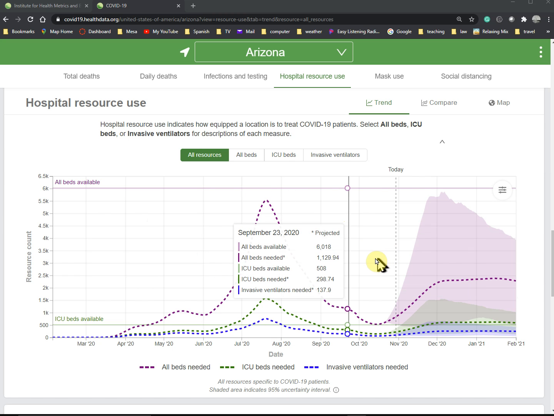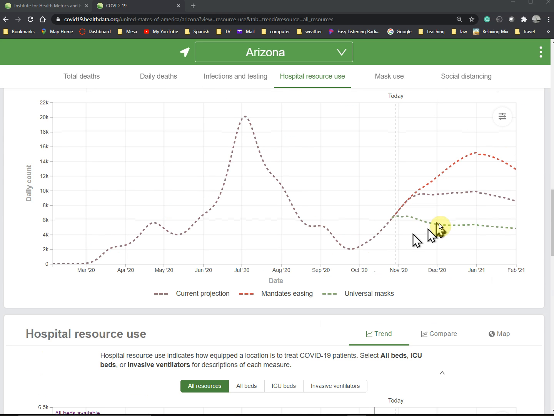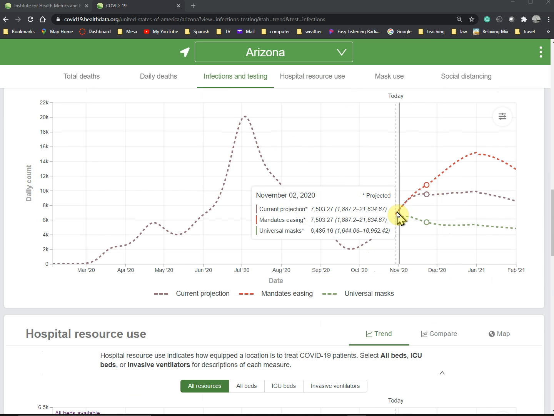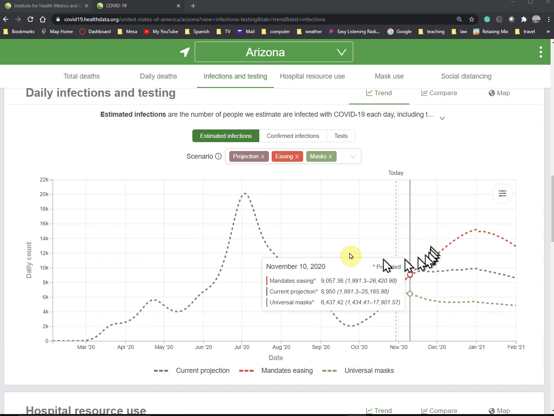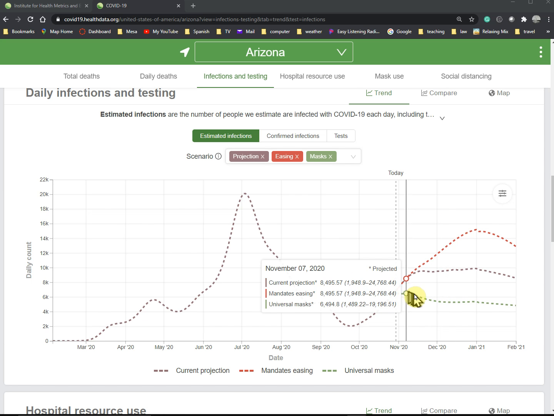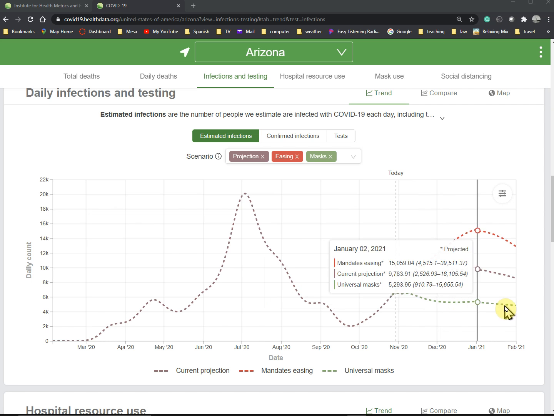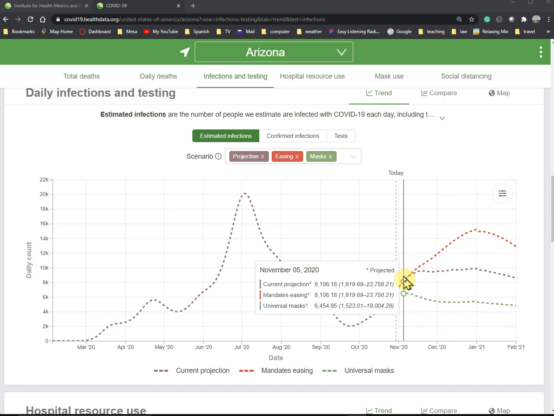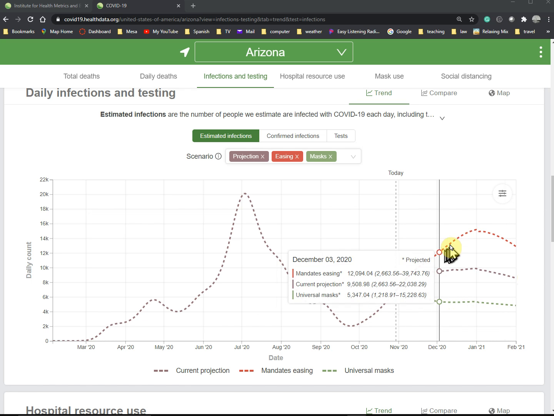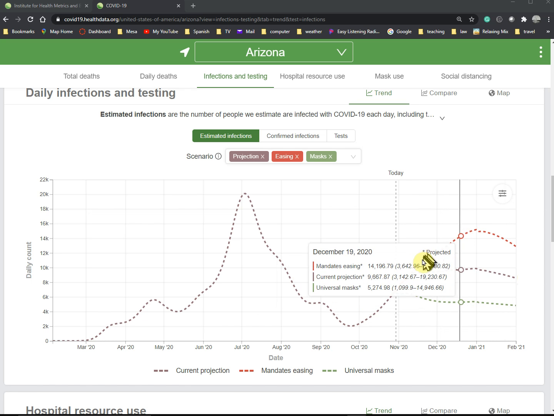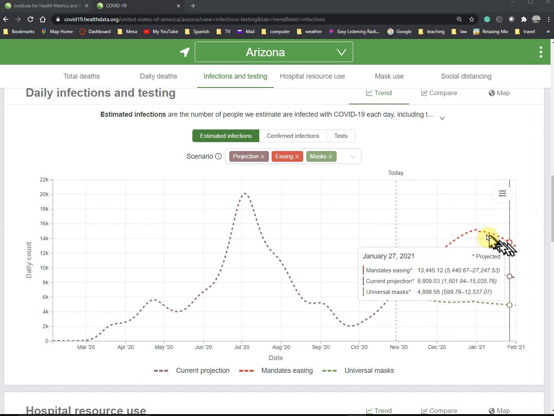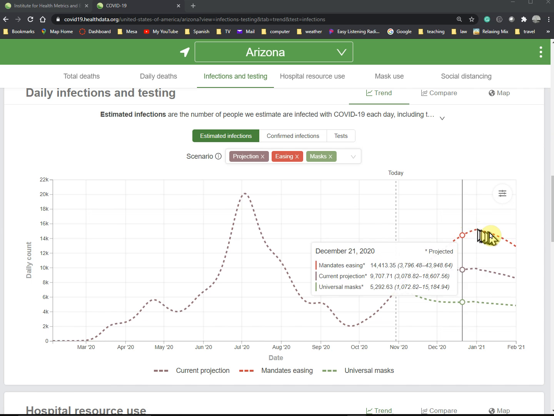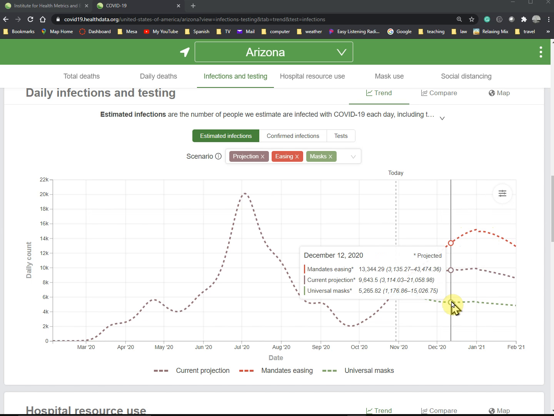There's also a plot on mask use. Here's mask use. We're going to have a lot lower infections with universal mask use. This is the projection. The middle one is the current projection. And if we ease mandates, if we say, okay, let's not use masks anymore, let's not care, we're going to be on this line, the high line. I think we want to be on the low line.